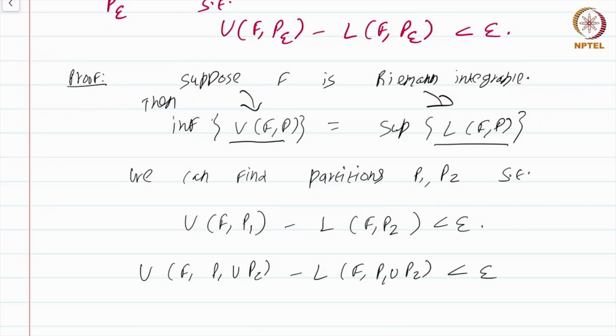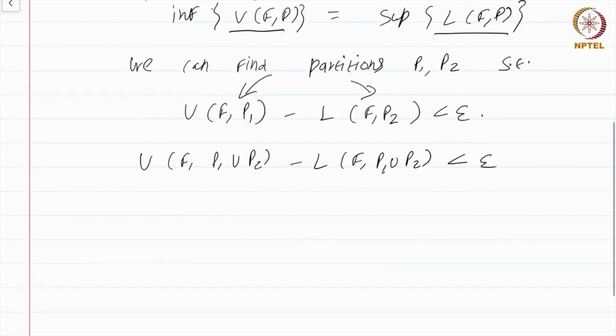So U(f, P1 union P2) minus L(f, P1 union P2) is of course less than epsilon. Why? Because by going to the common refinement, you're only going to increase this quantity and decrease this quantity. Sorry, you're only going to decrease the upper sum and increase the lower sum. Therefore, the difference is only going to get lesser. Okay, so this proves one direction.